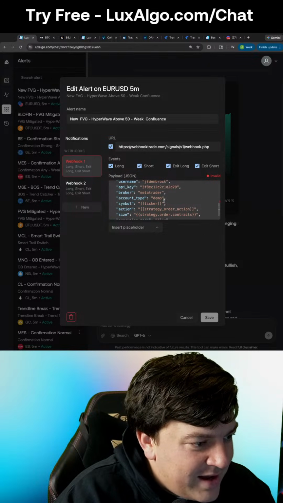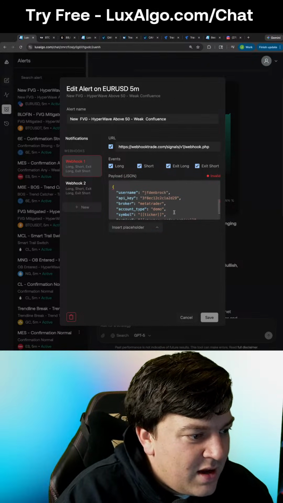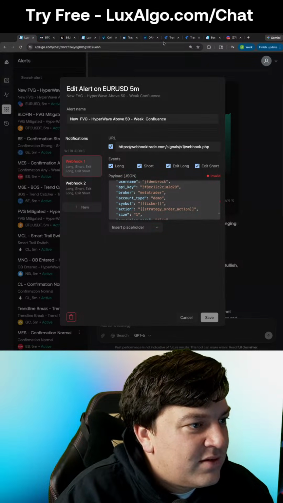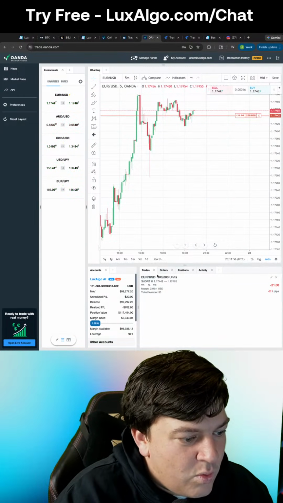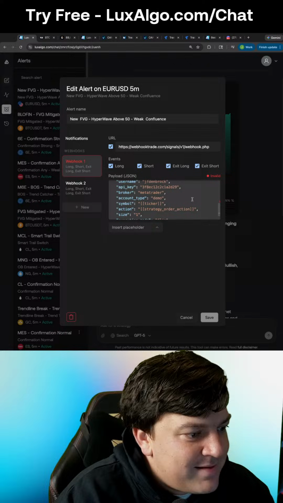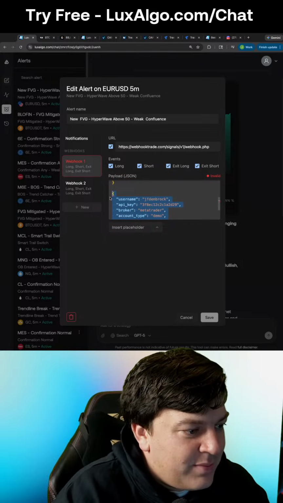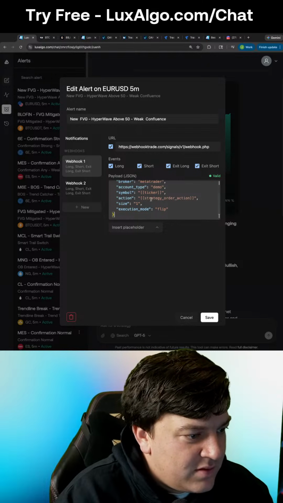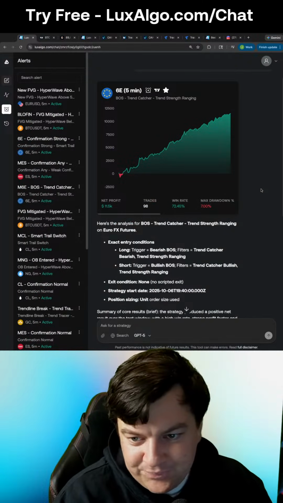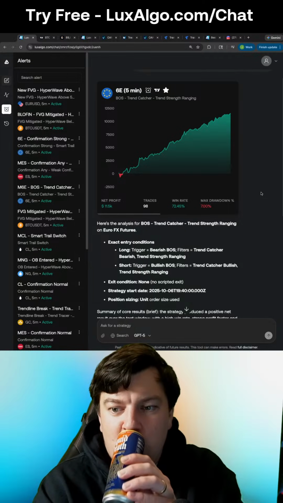And then the size here, you can just get rid of this and then just put a 1. And that would trade 100 units, like typical Forex. So 1 trades just 100,000. Sorry, 100,000. Yeah, it's that simple. Once that's set up, it'll fire the trades through the AI.